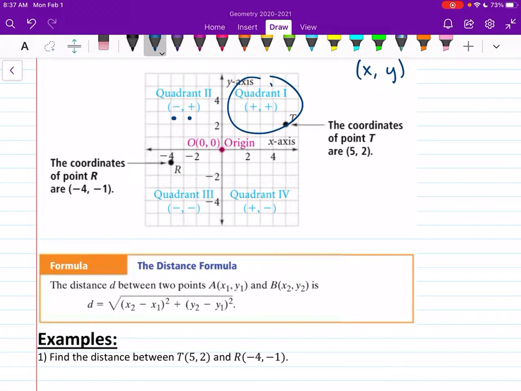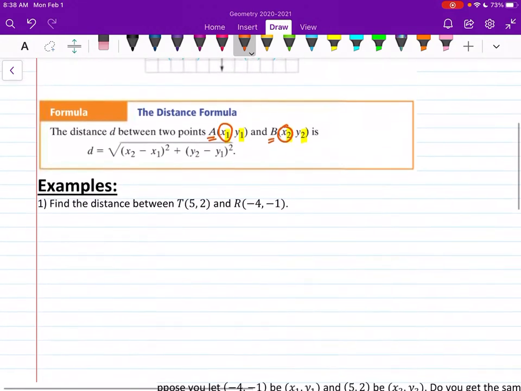Now, a little note, these 1s and 2s down here, these are not a value. They're just telling you the difference between the x coordinates. So for instance, this x coordinate is the x coordinate of my first point A. This x coordinate is the x coordinate of my second point B. So it's just calling A point 1 and B point 2. Okay, so let's do an example.